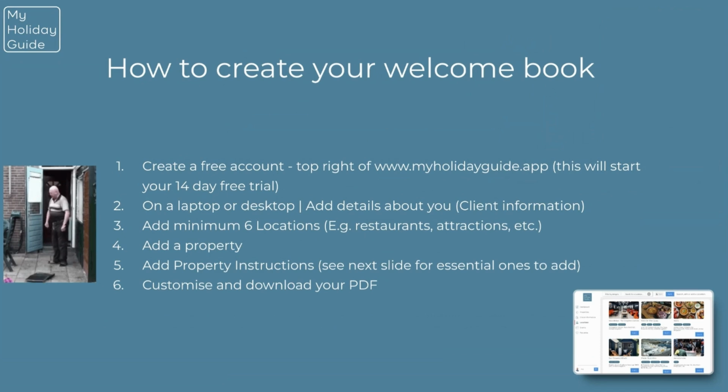And then what you do is add a minimum of 6 locations, which are things like restaurants and attractions and things like that. And then you add a property. You create a PDF per property. And then you also add property instructions. There are some property instructions that we would recommend as essential ones to add. And then you can also customize and download your PDF. So we'll look at all of those steps in a bit more detail as we go through.